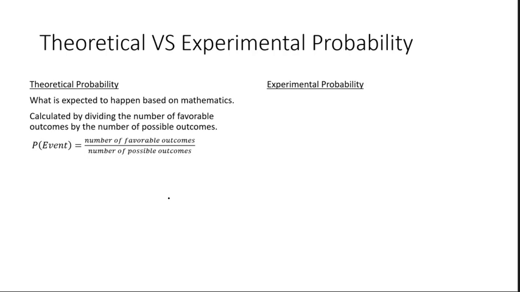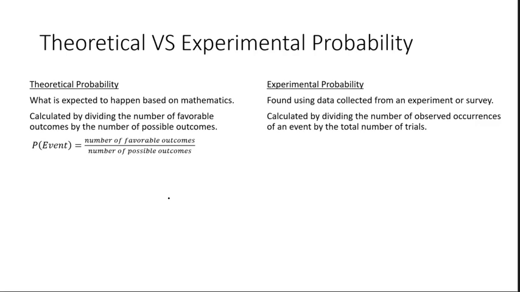With experimental probability, this is found by using data collected from an experiment or a survey. When you do this, you calculate the probability by dividing the number of observed occurrences by the total number of trials. And we see that here in this little formula. So what would this look like with an actual example?